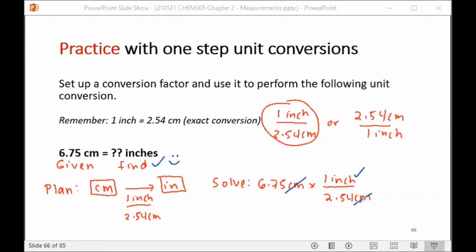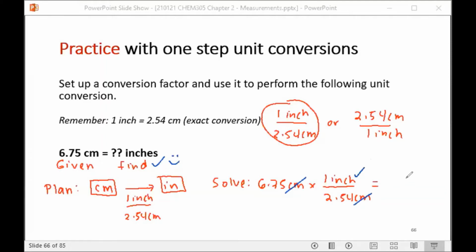So we set the problem up correctly, and this is using dimensional analysis to guide us through the problem solving process. We want to make sure that all the units we want to get rid of end up canceling out, and we're only left at the end of the operation, end of the problem, with the units that we're trying to solve for.